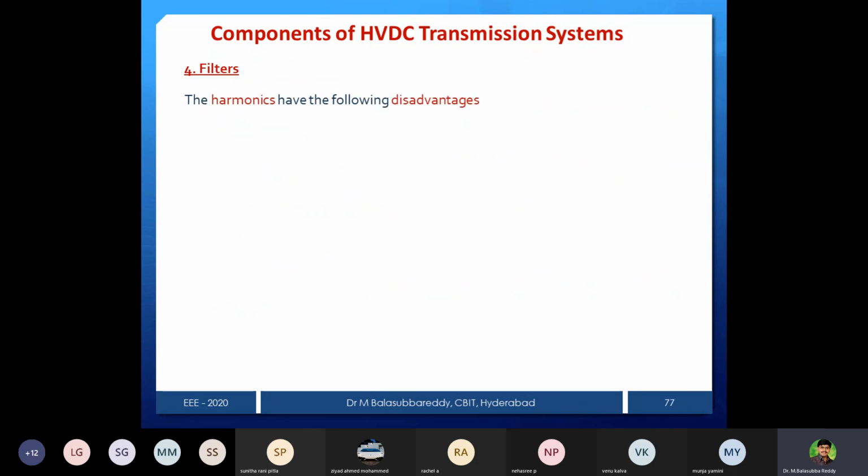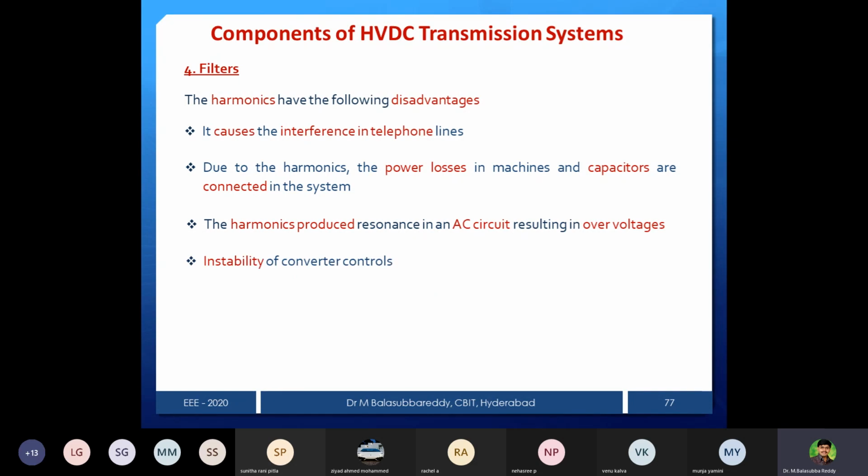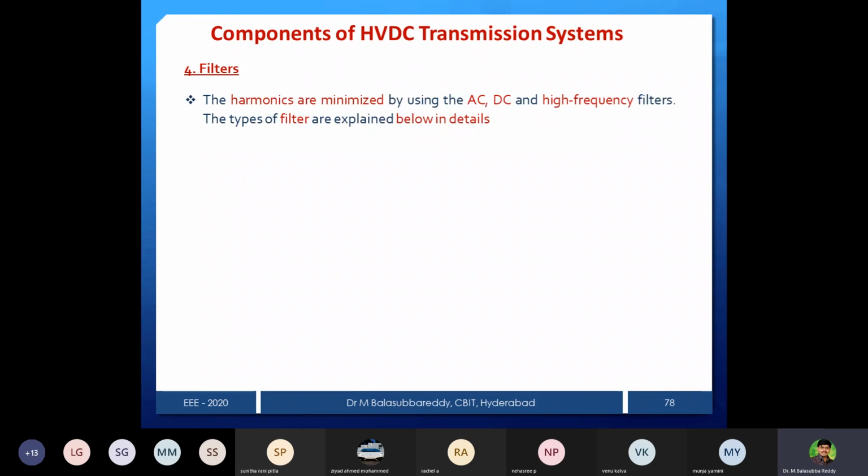Harmonics have the following disadvantages. Harmonics lead to problems. They cause interference in the telephone lines, and due to the harmonics, there is power loss in the machines and capacitors connected in the system. The harmonics produce resonance in an AC circuit, resulting in overvoltage, and instability of the converter controllers. These are some of the drawbacks, and still the harmonics are minimized by using filters.